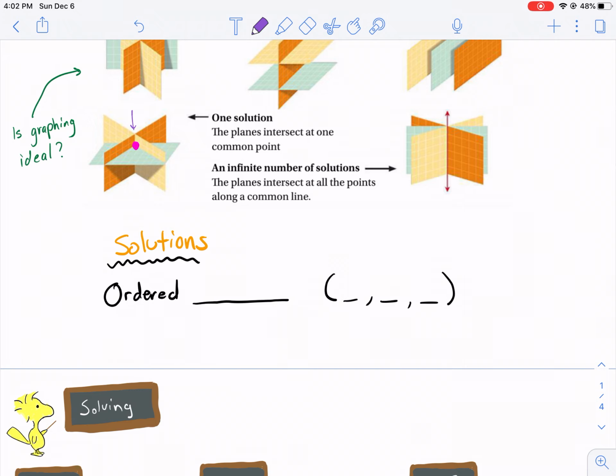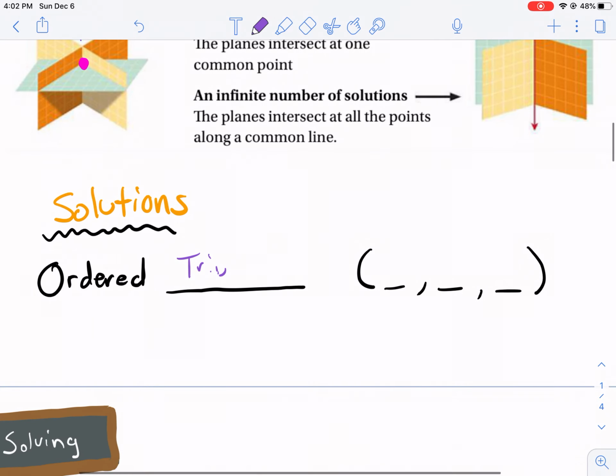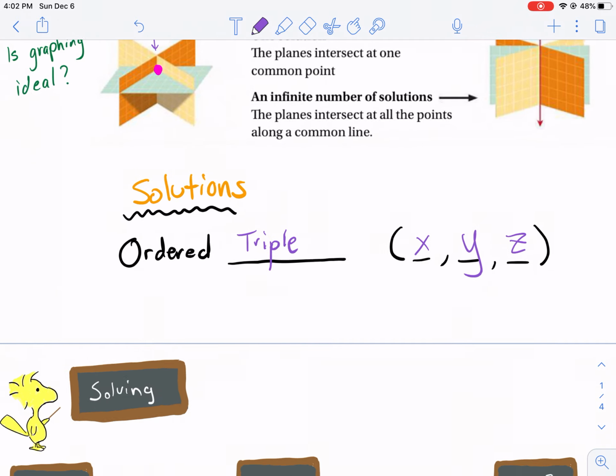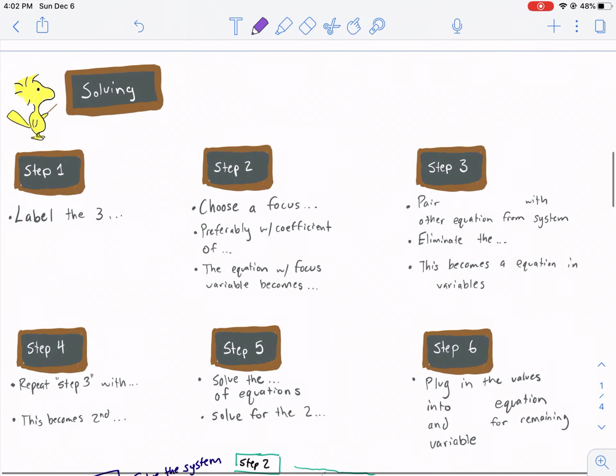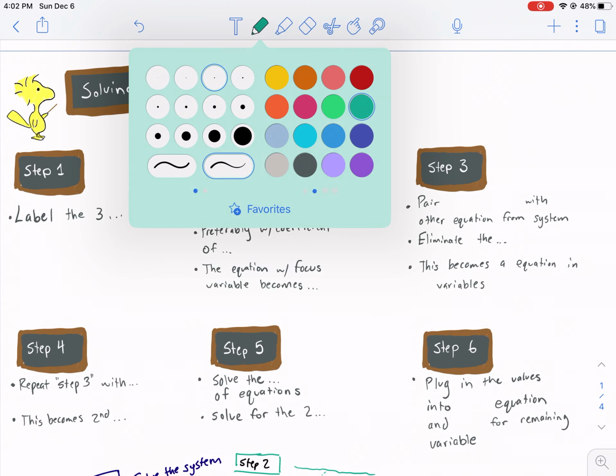Now, once we get a solution, it's not going to be an ordered pair like we got before. It's going to be an ordered triple, because now we're talking about having three different variables, three different equations. And what are our three different variables? We have x, we have y, as before, and then we have our new friend that takes us to the third dimension, variable z. Let's go ahead and jump into solving. Woodstock's going to talk us through these problems.